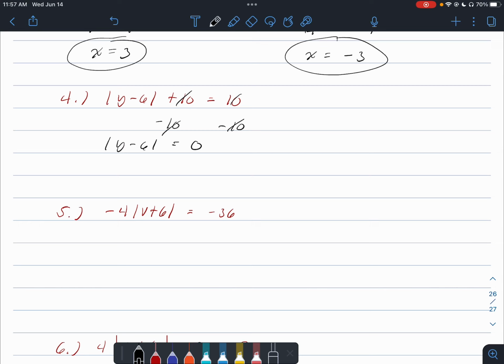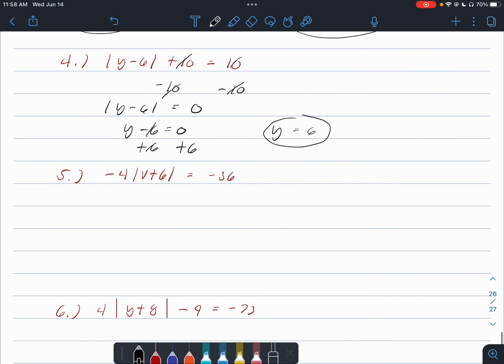We could say we have to consider the absolute value, so y minus 6 is equal to both positive 0 and negative 0. But since it's 0, there really isn't a positive or negative 0. So we really only have to consider y minus 6 equals 0. We can add 6 to both sides, and we get y is equal to 6. So this is one of the only times you'll actually have only one solution to an absolute value equation.